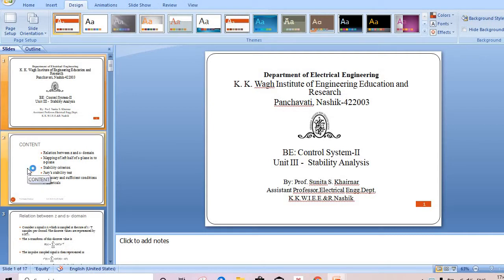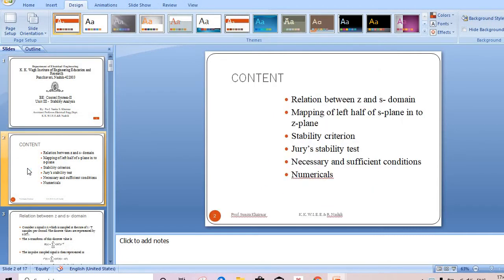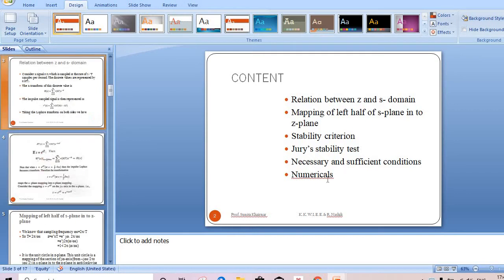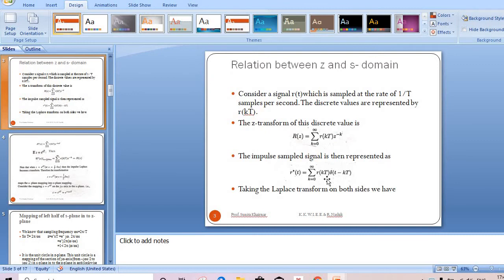First we will learn the relation between Z plane and S plane, that means relation between Z and S domain. Mapping of left half of S plane into Z plane. Stability criteria. Jury stability test, necessary and sufficient conditions for this Jury stability test, and we will also see some numericals for testing the stability of that system. So first, relation between Z and S domain.